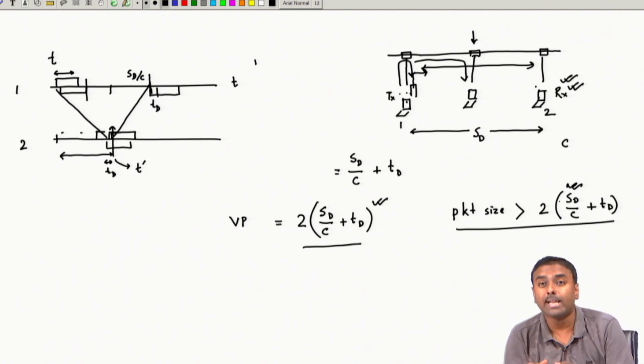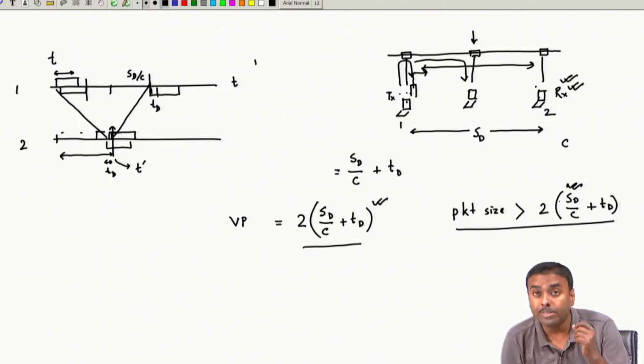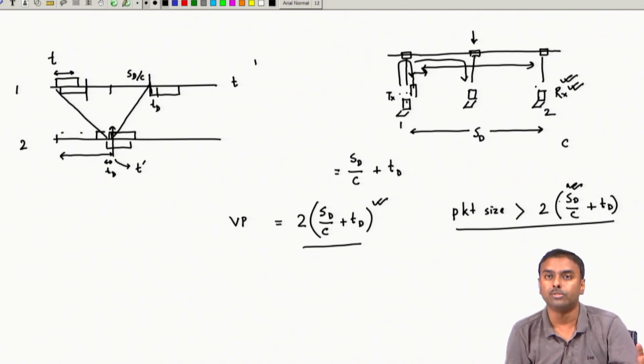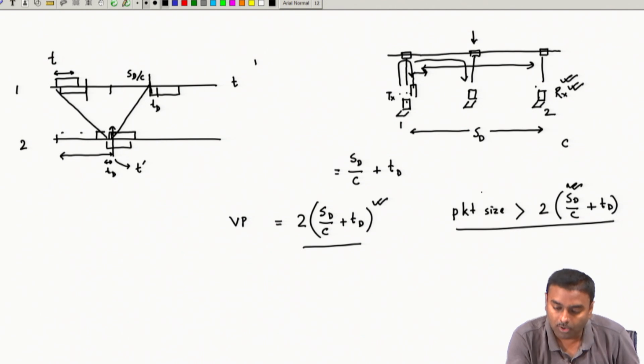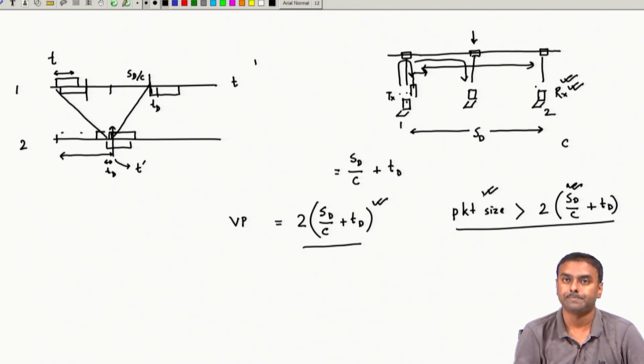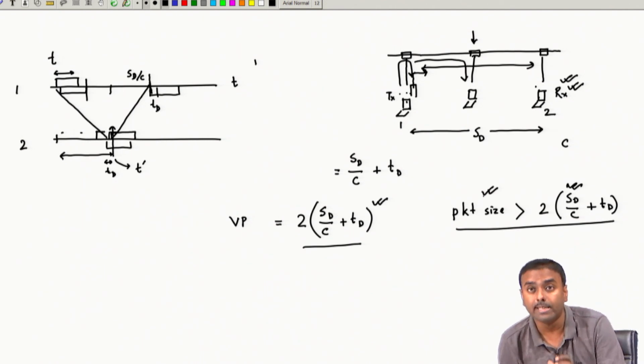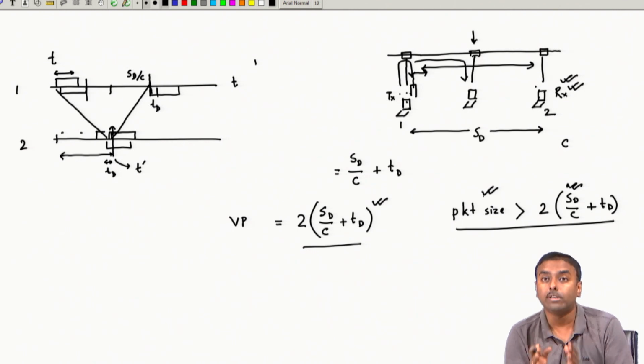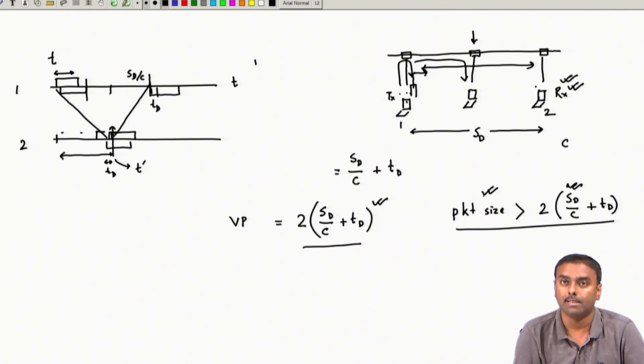So, if my packet size is bigger than that, I will be sure that whichever node tries to transmit, I will always be able to detect a collision. And once I detect a collision, I can abort the transmission. That is where I actually save the channel.